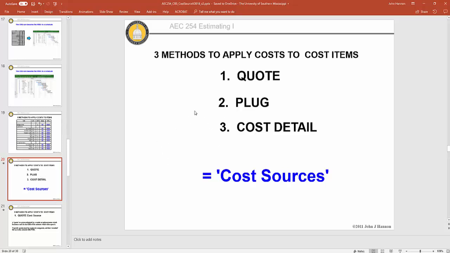So that's one way to apply cost: have a subcontractor give you a quotation. Or if I'm going to do the work myself, we do what's called a cost detail. And that's where we figure out what resources need to be expended to complete a cost item.